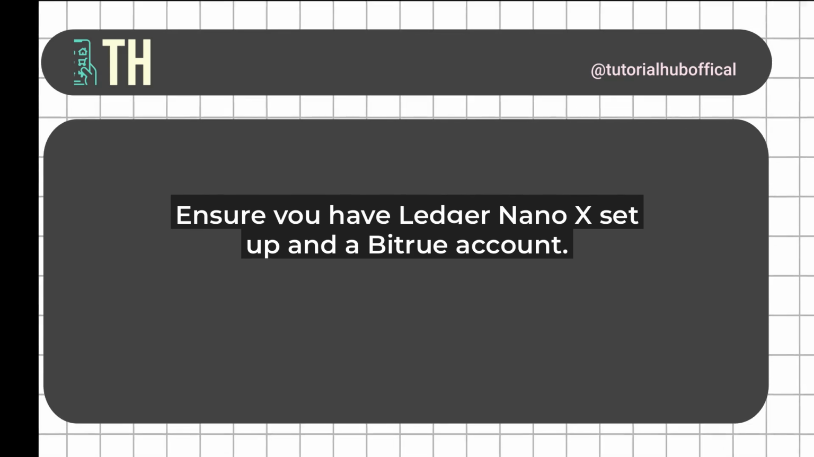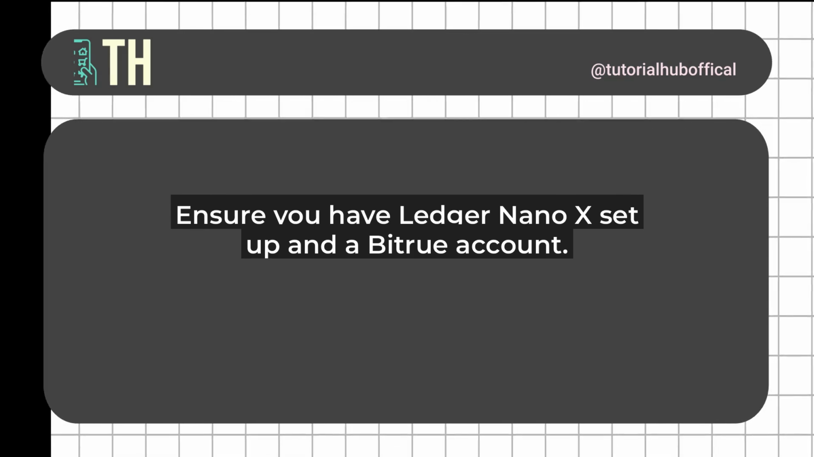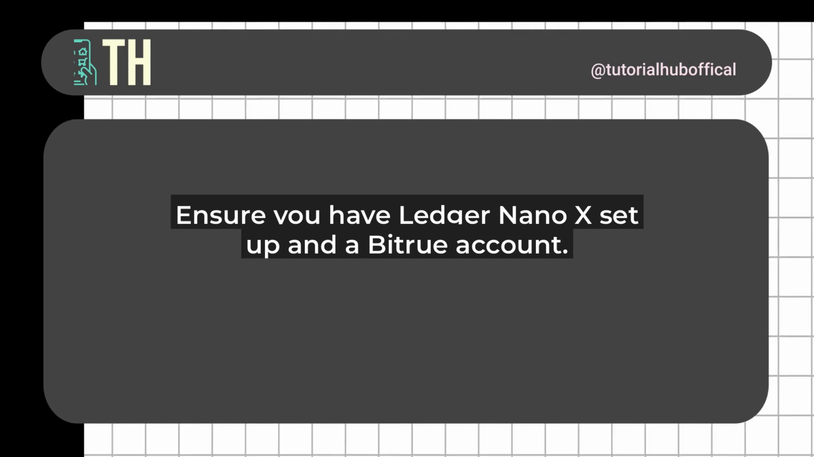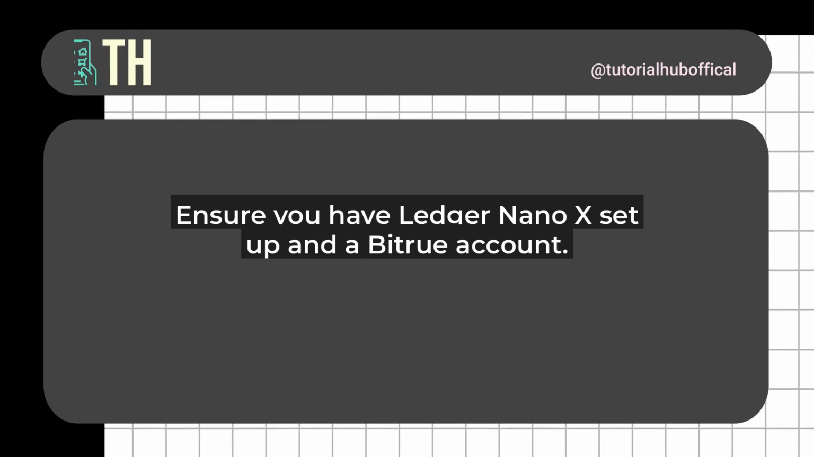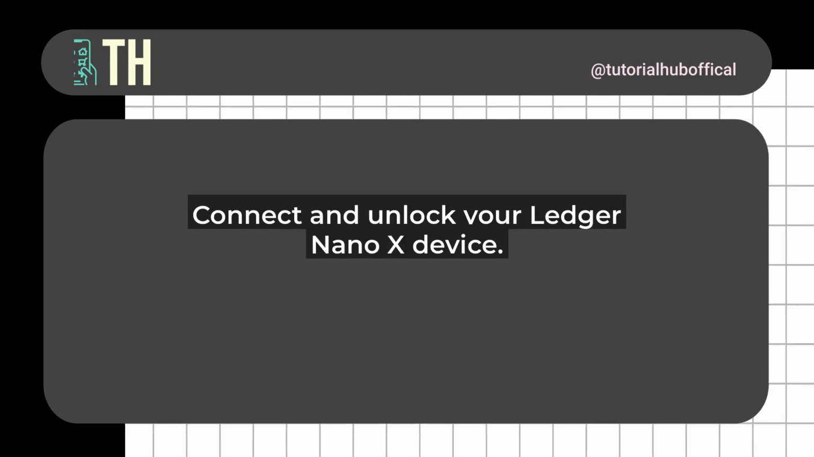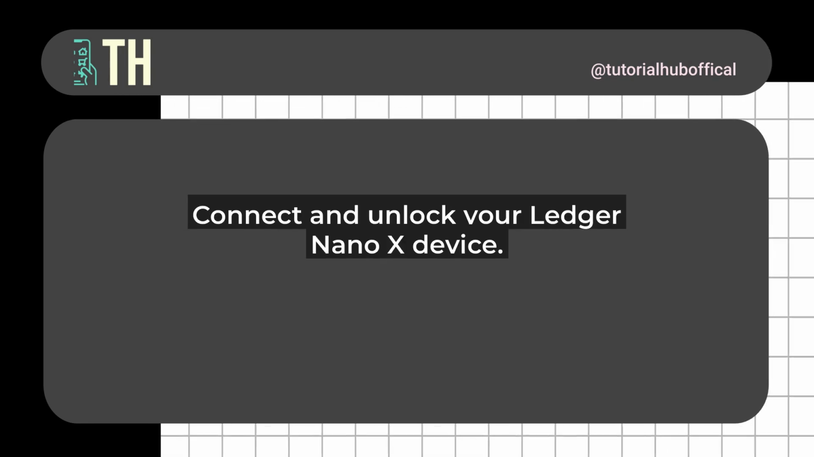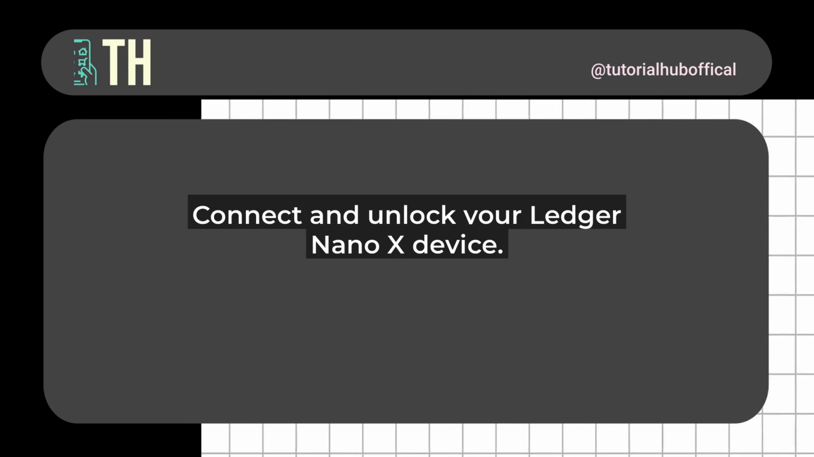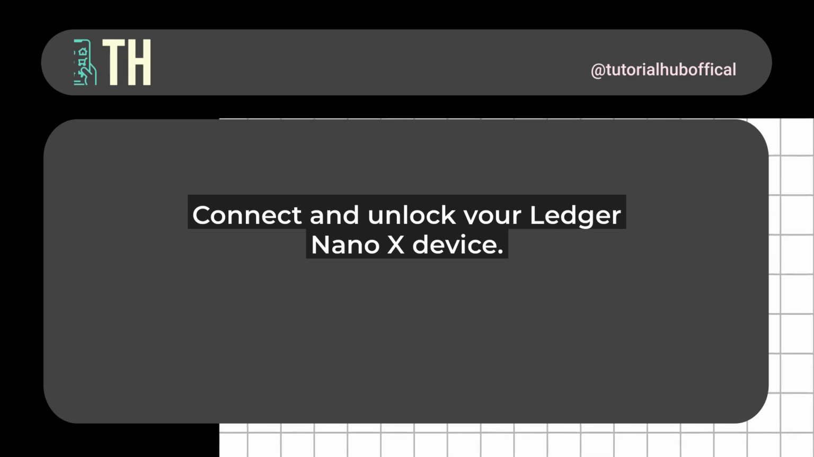First things first, make sure you have everything set up. You'll need your Ledger Nano X hardware wallet with USDT stored on it, the Ledger Live app installed on your computer, and a verified account on Bitrue exchange. Also, ensure you're using the correct network. USDT is typically on the Ethereum blockchain, so we'll be working with that. Let's jump into the steps.